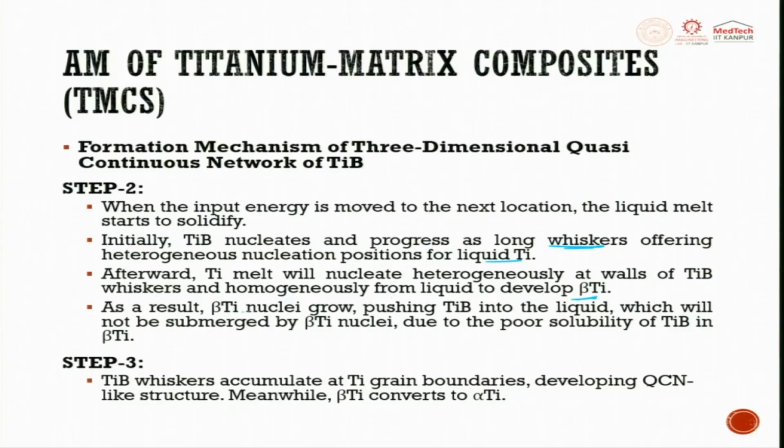As a result, beta Ti nuclei grow and push TiB into the liquid, which will not be submerged by beta Ti nuclei due to the poor solubility of TiB in beta Ti. So, we are just saying how this beta Ti is coming and how it is getting formed in nucleation, so that these composites can be formed. Step 3 will be TiB whiskers accumulate at Ti-rich grain boundaries and develop QCN-like structures. Meanwhile, beta Ti gets converted into alpha Ti.